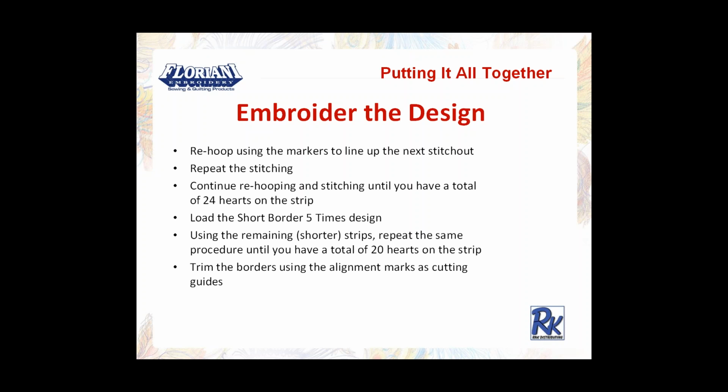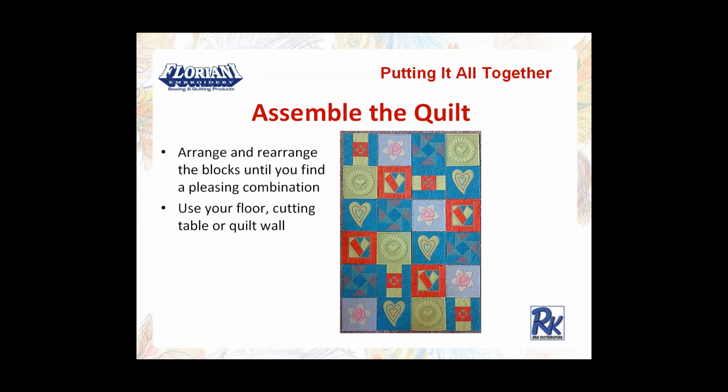Next, you want to trim these border strips, and using the alignment marks as cutting guides is a great thing to do. So if you've just done one strip per hooping, you'll cut it to shape using the alignment marks. Don't cut through the middle. You want to leave it a contiguous strip. But you want to use the ends to align with. And if you have used a double wide, you want to also trim down the center to cut it into 2 long strips. So next, let's go ahead and assemble the quilt.